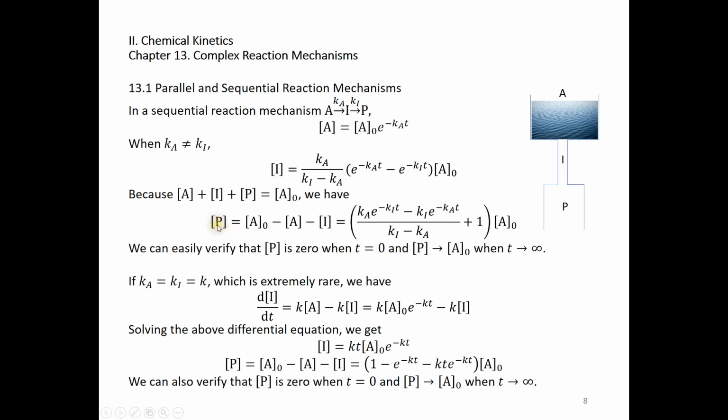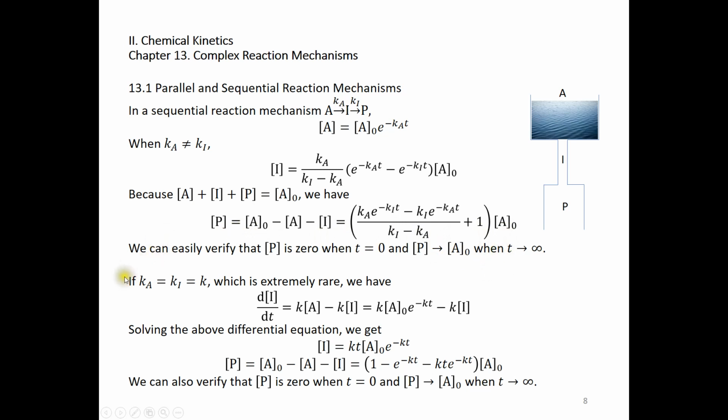But still, we can verify at time 0, P is 0, and at time infinity, P is A naught. Let's plug in t equals 0 here, and t equals 0 here, and then you have Ka over Ki minus Ka, over Ki minus Ka. It's going to be negative 1 here, plus 1, that's 0. So P is 0. What if t approaches infinity? Well, this is 0, this is 0, and overall this is 0. 0 plus 1 is 1. 1 times A naught is A naught. So P equals A naught when time approaches infinity.